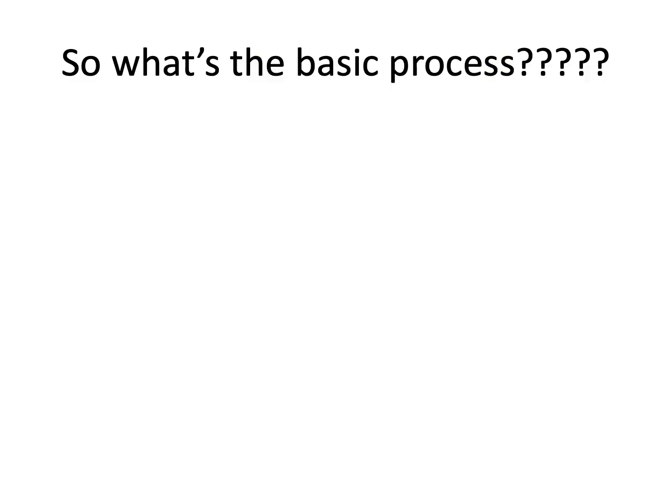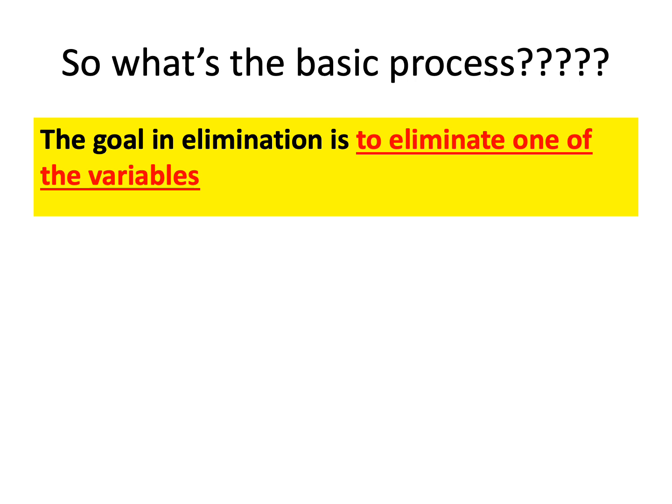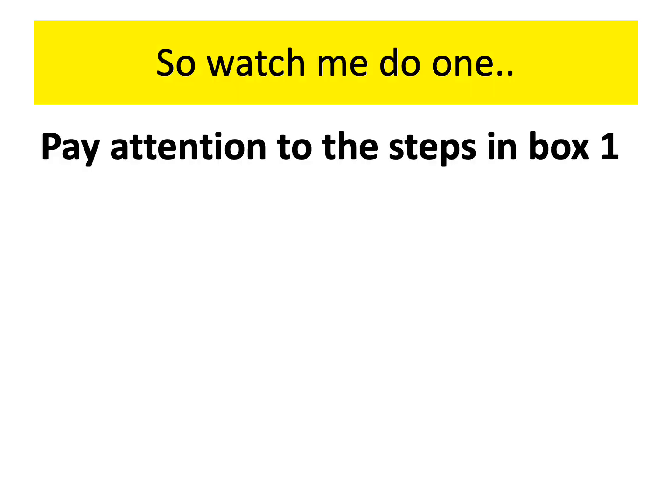All right, so what's the basic process? Since it's called elimination, our goal is to eliminate one of the variables, either the x or the y or the a or the b, depending upon what the two variables are. So it's called elimination because we're going to do this thing, and it eliminates one of the variables, and we simply solve for the variable that's left.